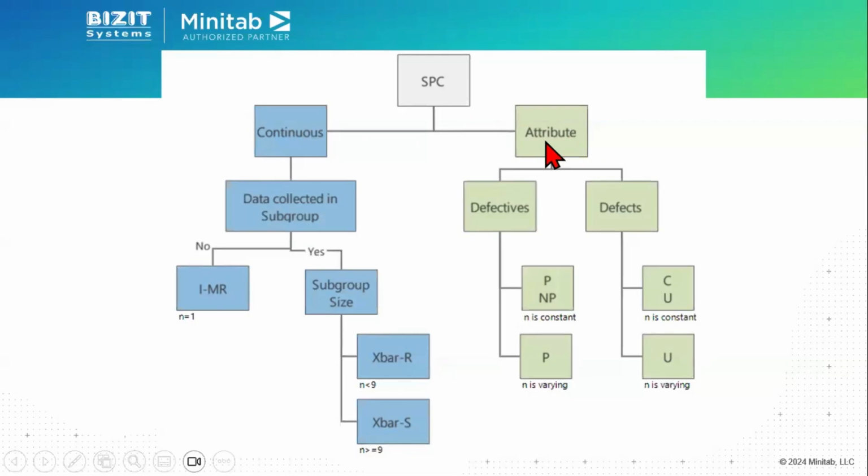For attribute data, they split into 2 categories. The first one is called defectives. Defectives follow the binomial distribution. They provide 2 outcomes, for example, yes, no, pass, fail. Then we can run the P or NP chart. Defects is the number of defects, for example, number of bubbles, number of scratches. Then we use the C and U chart.